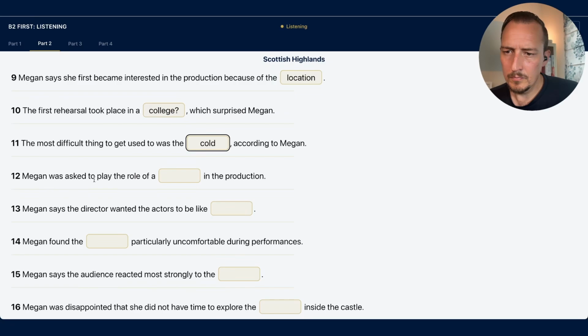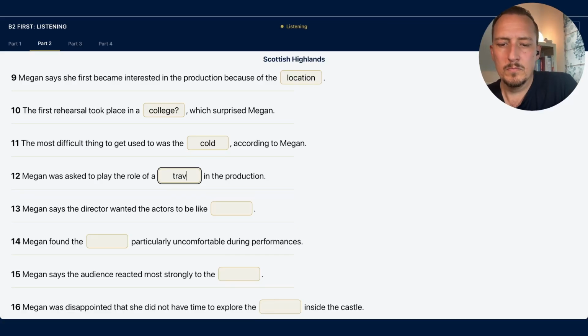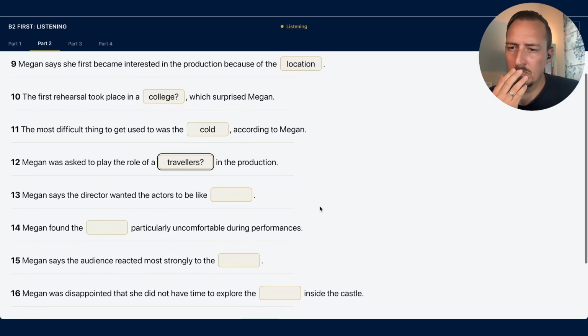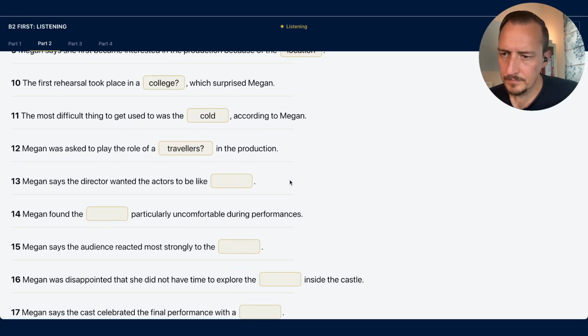I didn't have a huge part in the production. I'd hoped to play one of the travellers because they had some funny scenes, but the director decided I should be a servant. At first, I was a bit disappointed, but the role was actually more interesting than I expected because I was on stage quite often, silently watching what the king and queen were doing.